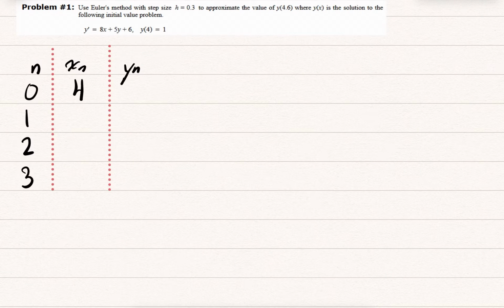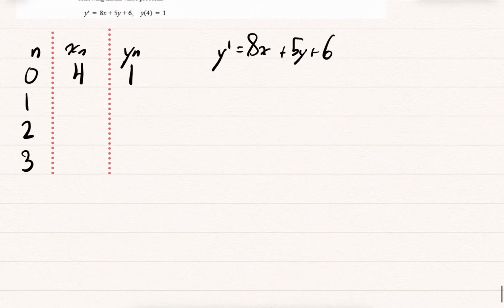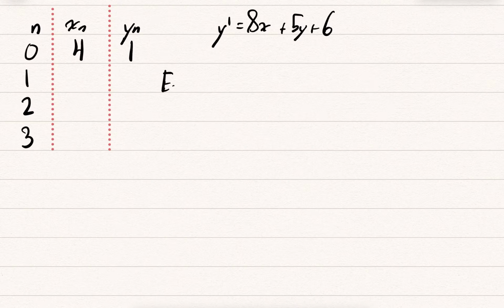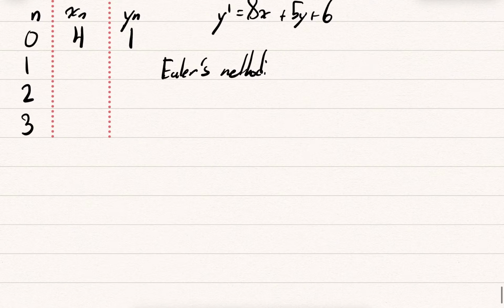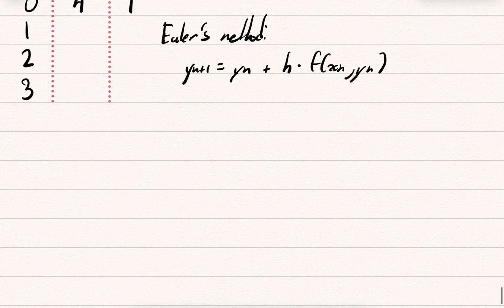So at the 0th iteration, we have x at 4 and y is 1. Okay, we're getting that from right here. Now, we have our differential equation, y prime equals 8x plus 5y plus 6. And we know by now, or don't, that Euler's method is defined by y_(n+1) equals yn plus the step size times f at xn, yn. Cool.